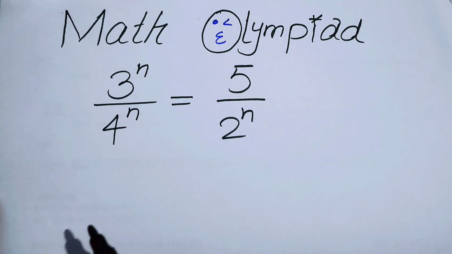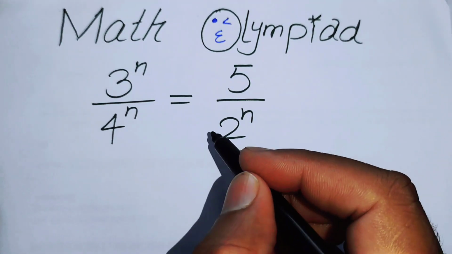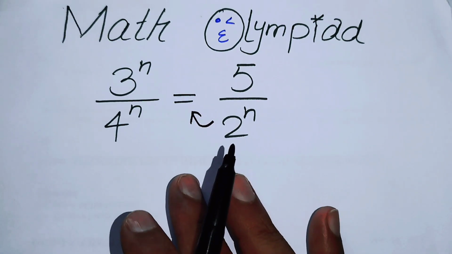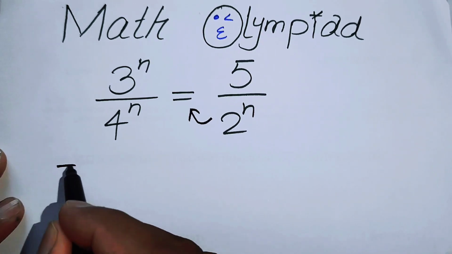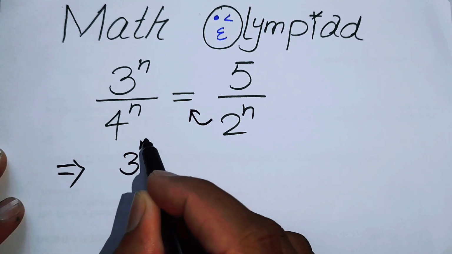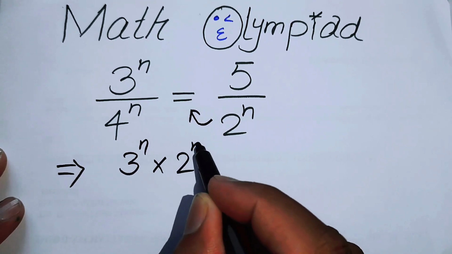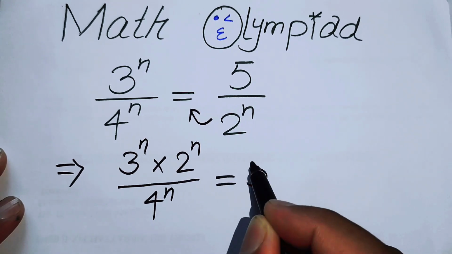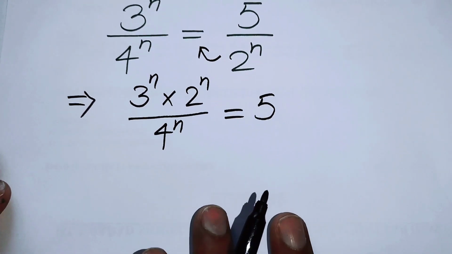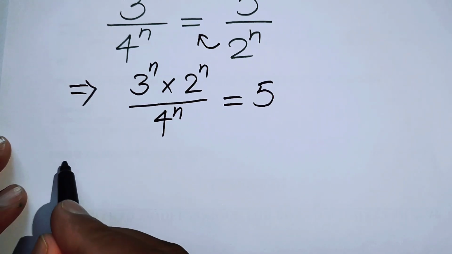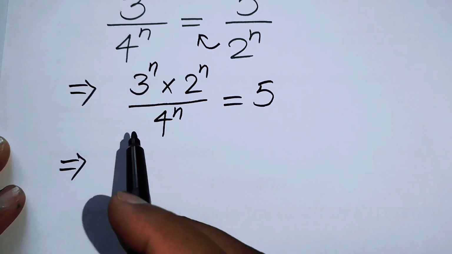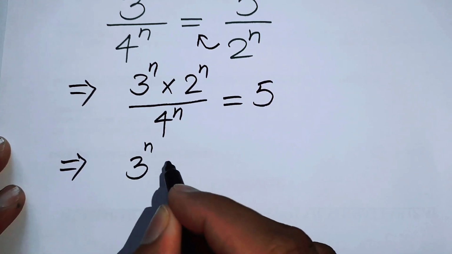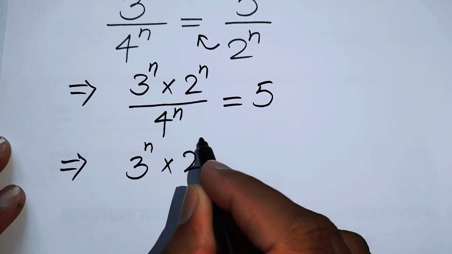So the very first thing we are going to do is, first I can move this 2 to the power of n to the left hand side, so that you will get the output in the form of 3 to the power of n times 2 to the power of n over 4 to the power of n is equal to 5. And after that we will focus on the denominator, and here you have 4 to the power of n, so that we can write this 4 to the power of n as 3 to the power of n into 2 to the power of n.